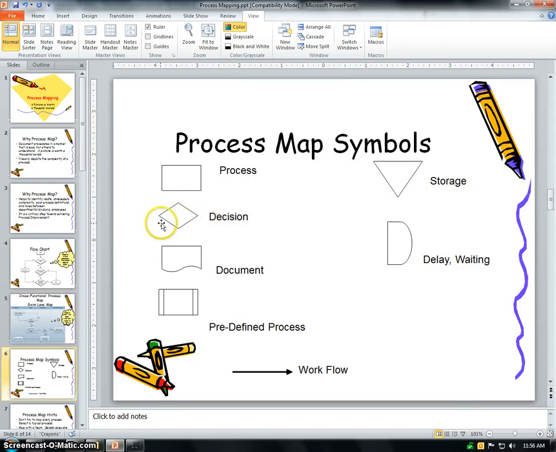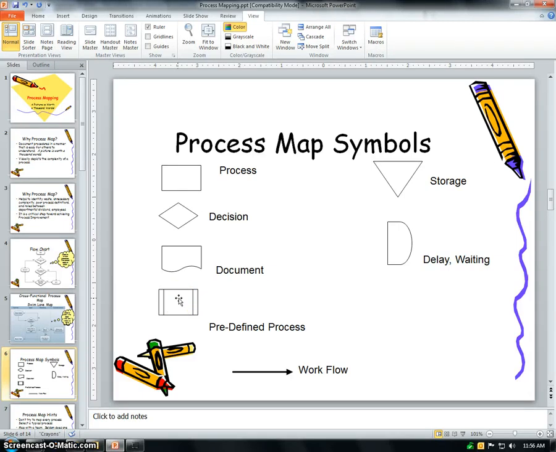So a decision is this diamond shape. If you have a document that has to be referenced, you might draw a little rectangle that looks like a piece of paper that's been ripped off at the bottom. This one, a predefined process, might mean a process within a process.